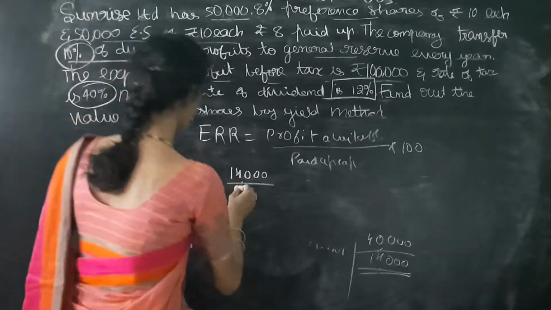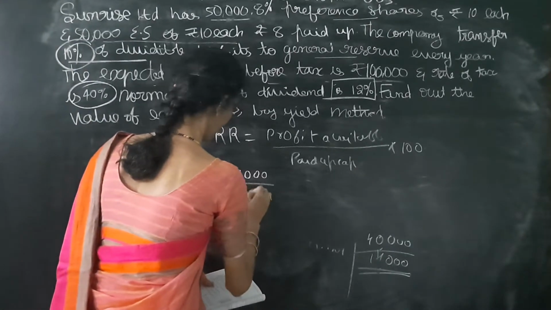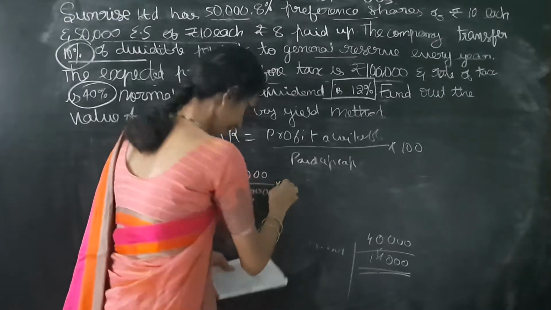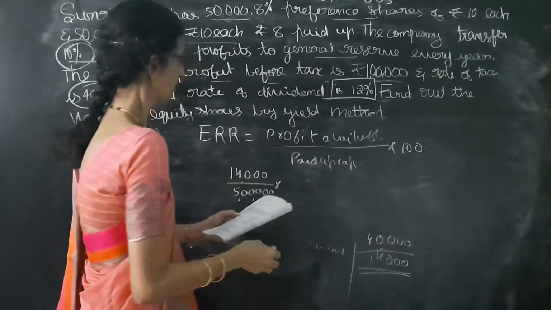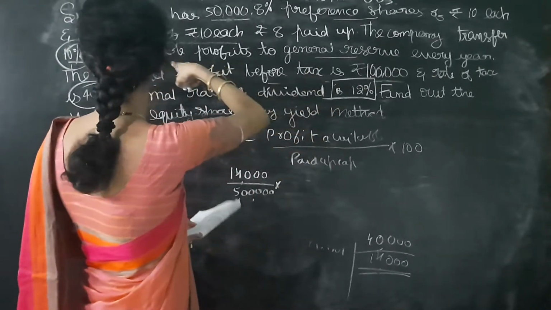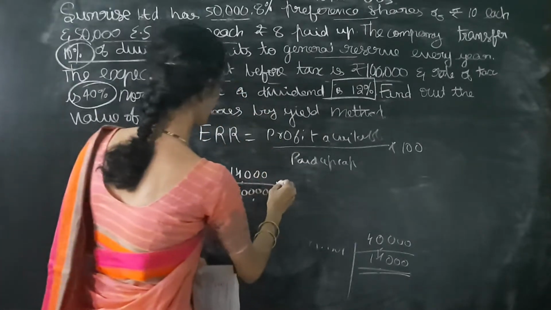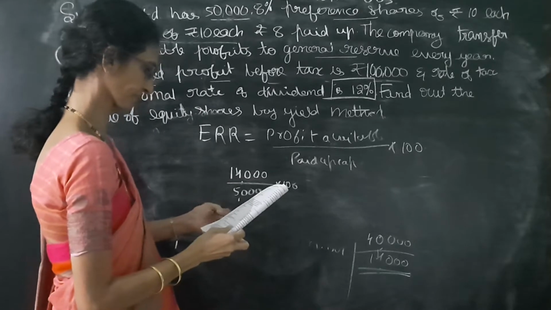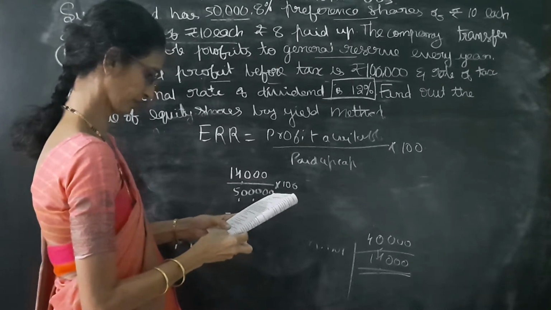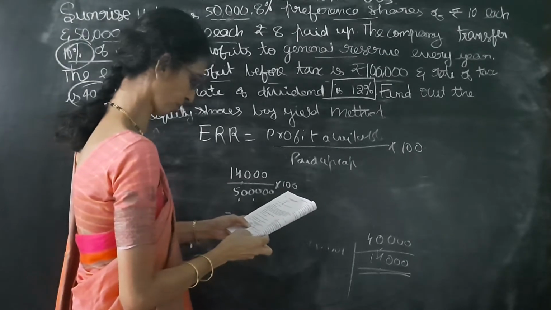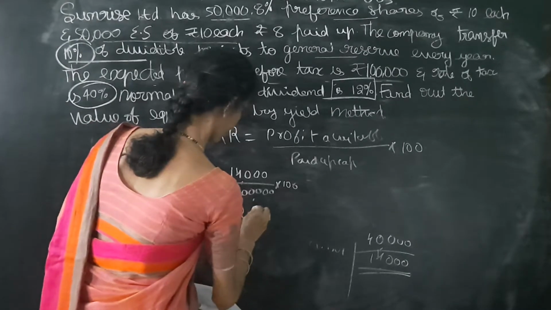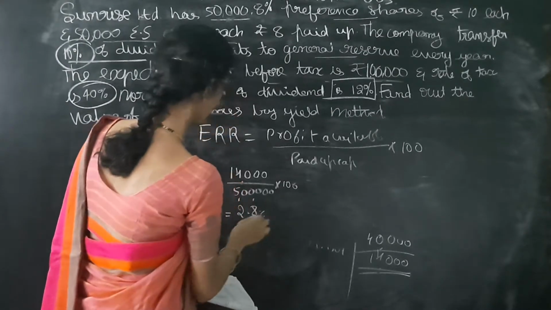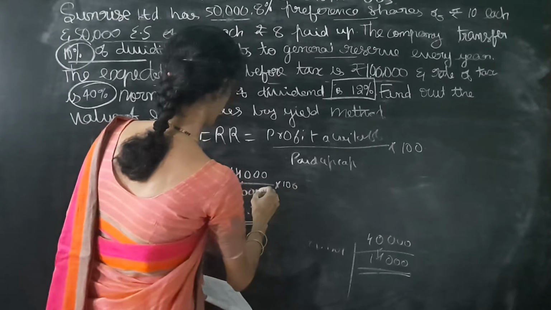So the amount is 5 lakh into 50 into 100 is equal to, how much is it? 2.8%. 2.8%.